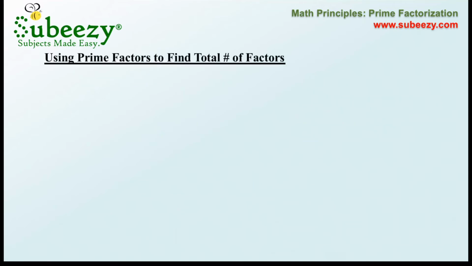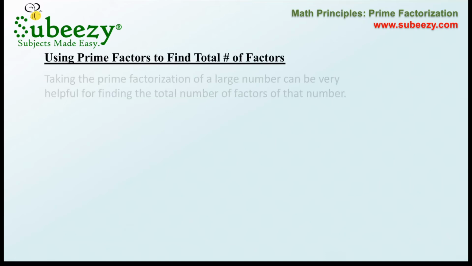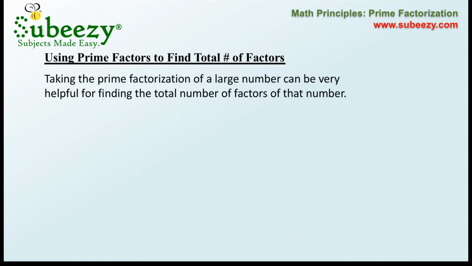Now building off of this, let's discuss how to use prime factors to find the total number of factors a number has. Taking the prime factorization of a large number can be very helpful for finding the total number of factors of that number. For example, how many factors does 3052 have? 3052 is a very large number, so writing out all of the factors for 3052 might take some time. In order to make this easier, the first thing we should do is the prime factorization.